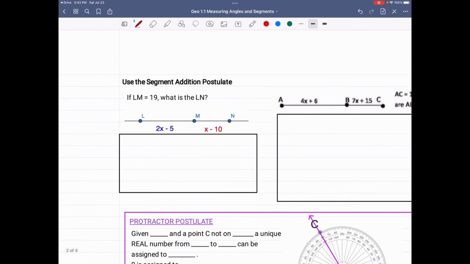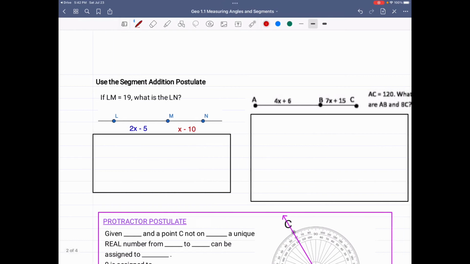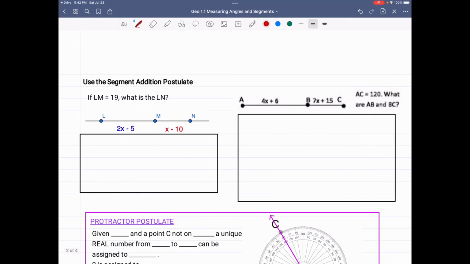Okay, turning the page. Let's put this into practice. Use the segment addition postulate. And we have 2 problems to do. If LM equals 19, what is LN? A measure of LN.